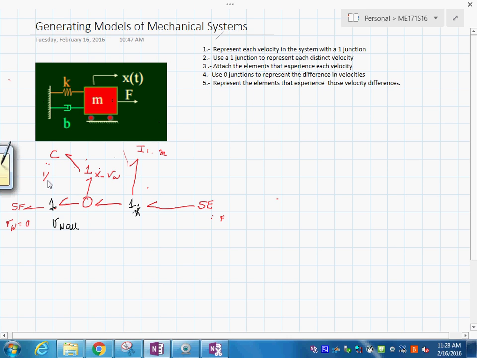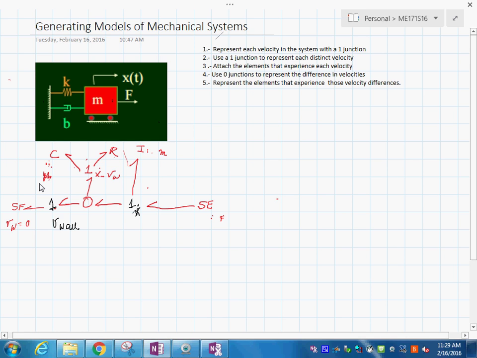So this is how you generate the bond graph model that you can put into CAMG. Now, you could use this model as is, not a problem. But you could also simplify it to obtain the form that is in your slides on the web page.